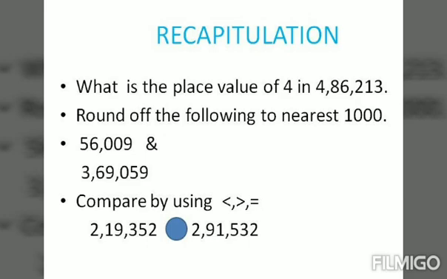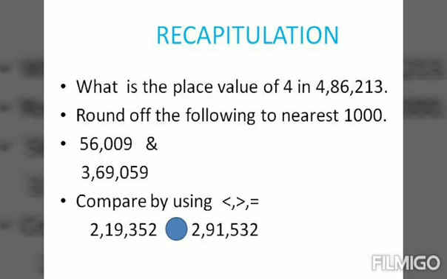Recapitulation. Here I have given a few questions. You read the questions and try to answer them. First one, what is the place value of the digit 4 in the given number? Second one, you have to round off the numbers to the nearest thousand. Third one, you have to compare the following by using the symbols.